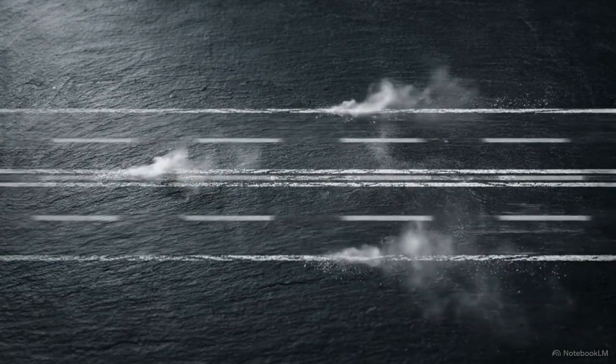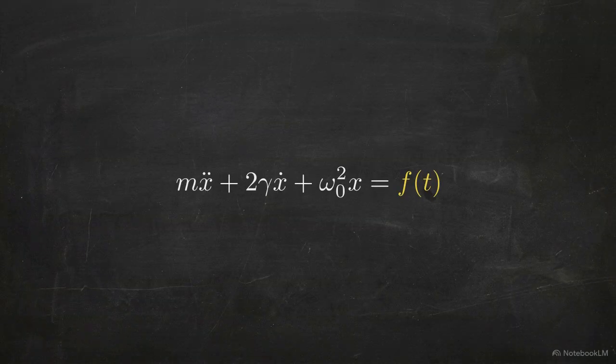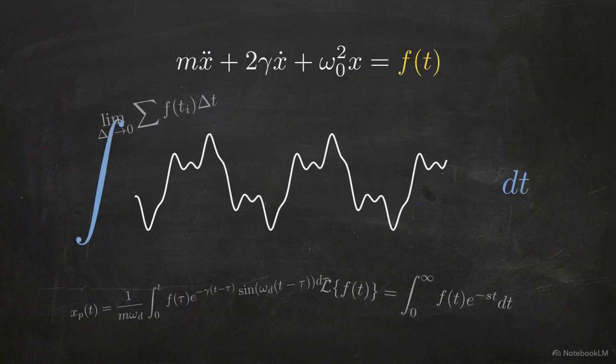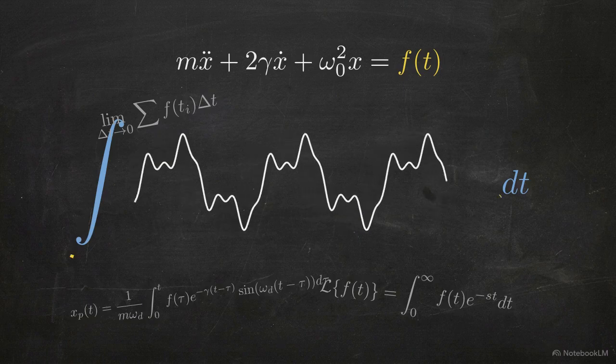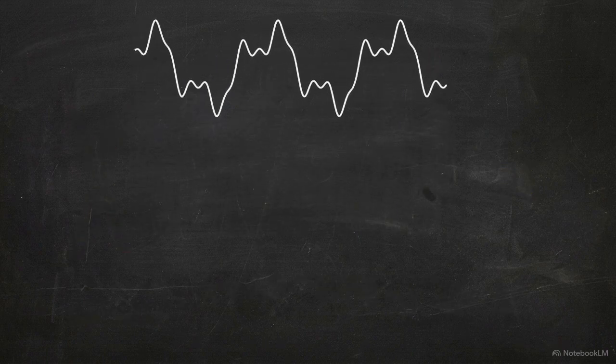Here is the mathematical roadblock. Calculating the steady state in the time domain means solving a differential equation by integrating complex, non-repeating road patterns over time. The calculus quickly becomes a dead end. To solve this, we use Fourier dynamics.